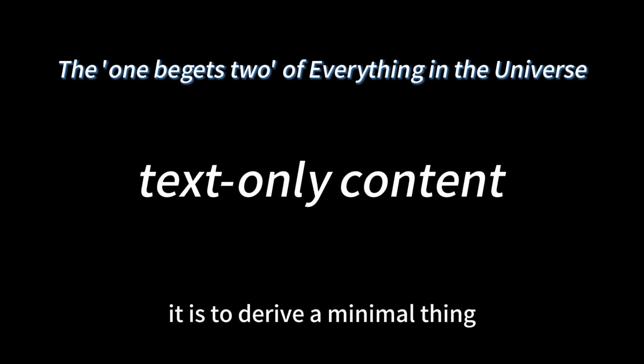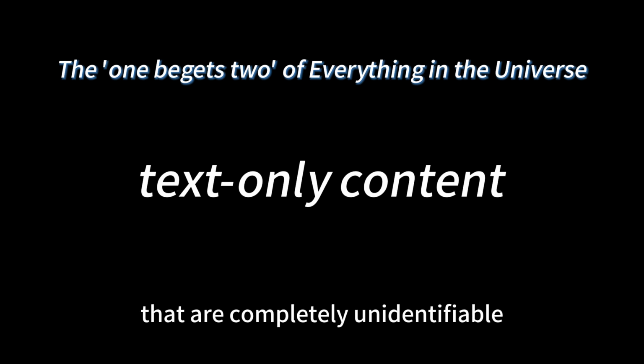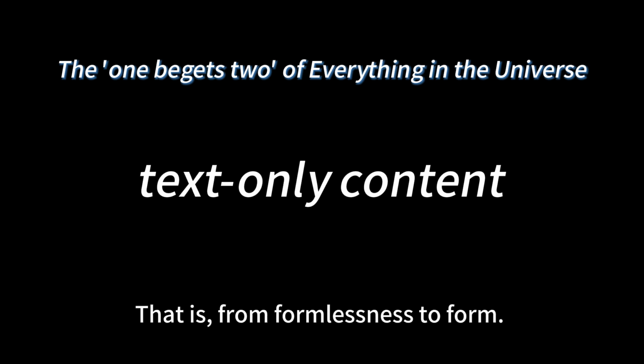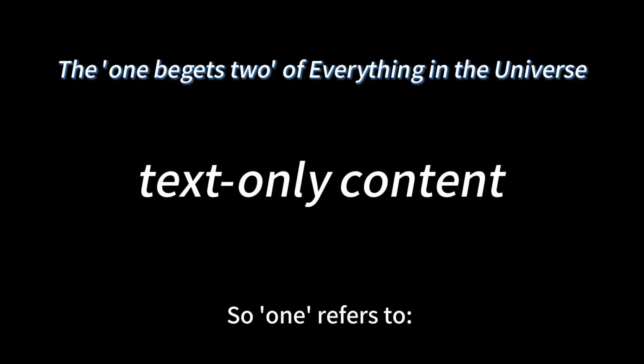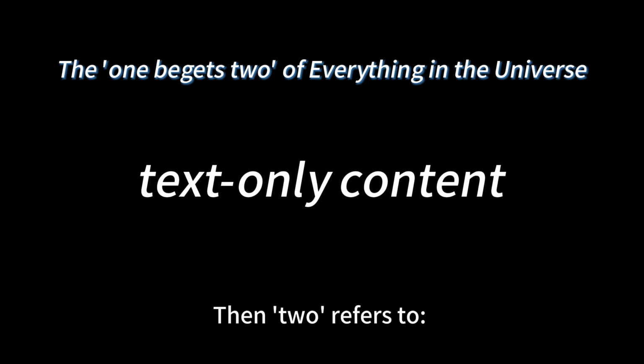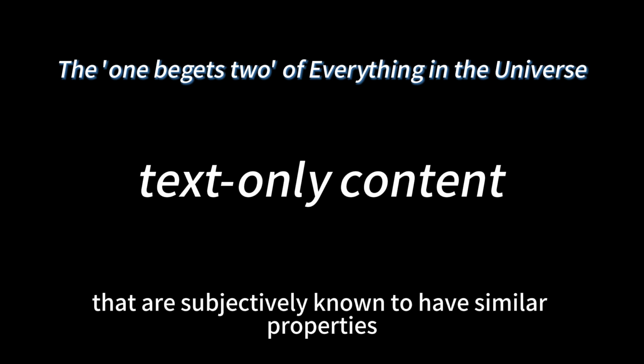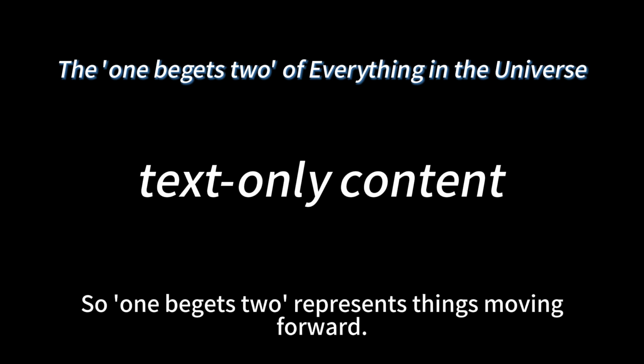It is to derive a minimal thing, with actual attributes known subjectively, from factors that are completely unidentifiable, that is, from formlessness to form. So, 1 refers to the smallest things that are subjectively known to have actual properties. Then, 2 refers to the combination of the smallest things that are subjectively known to have similar properties. So, 1 begets 2 represents things moving forward.